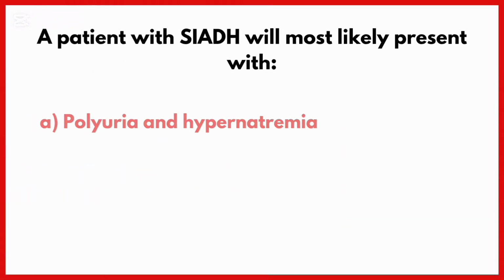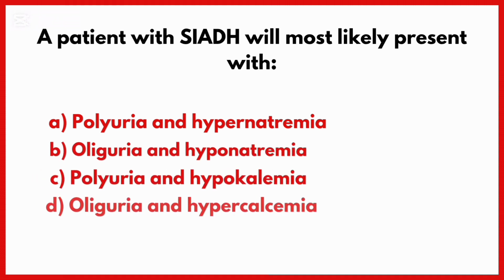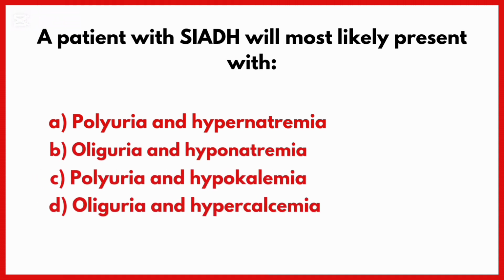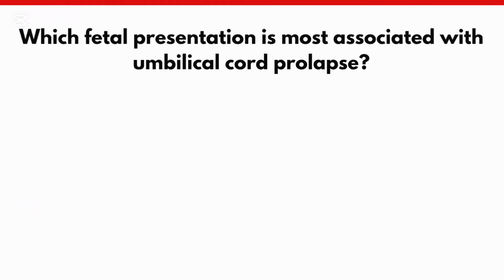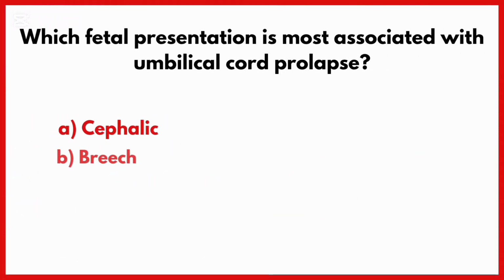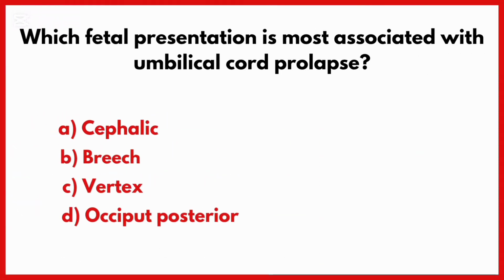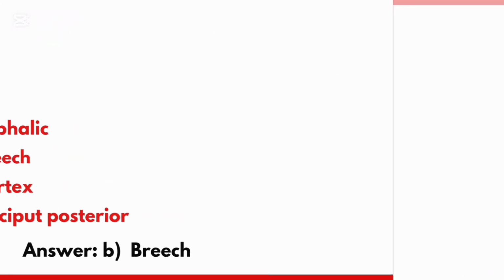A patient with SIADH will most likely present with. Correct answer is option B, oliguria and hyponatremia. Which fetal presentation is most associated with umbilical cord prolapse? Correct answer is option B, breech.